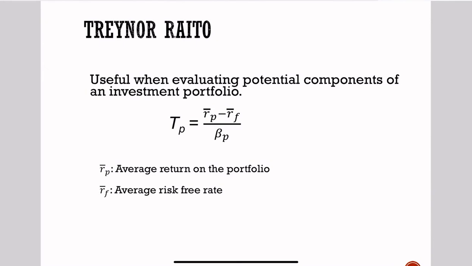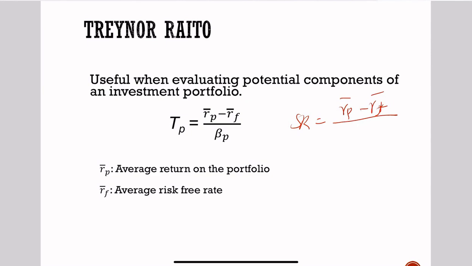So the definition is, you can see that the construct of this measure is somewhat similar to Sharpe ratio, right? So what you do is you find the excess return: the average return of your portfolio minus the risk-free rate, divided by the beta of your portfolio. So you can see that the trade-off ratio is similar to Sharpe ratio because Sharpe ratio uses the same numerator.